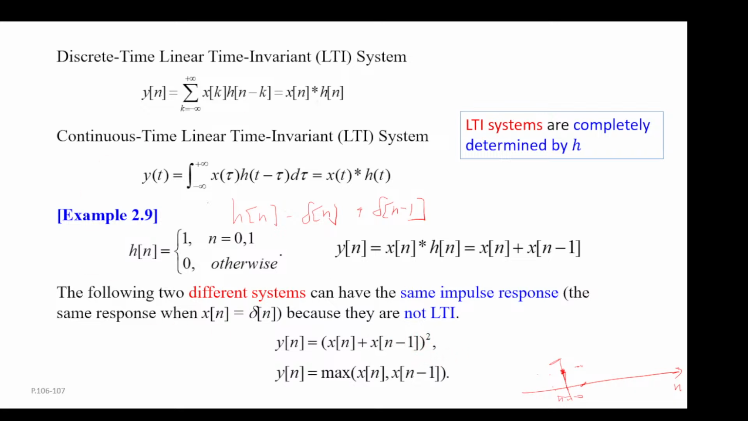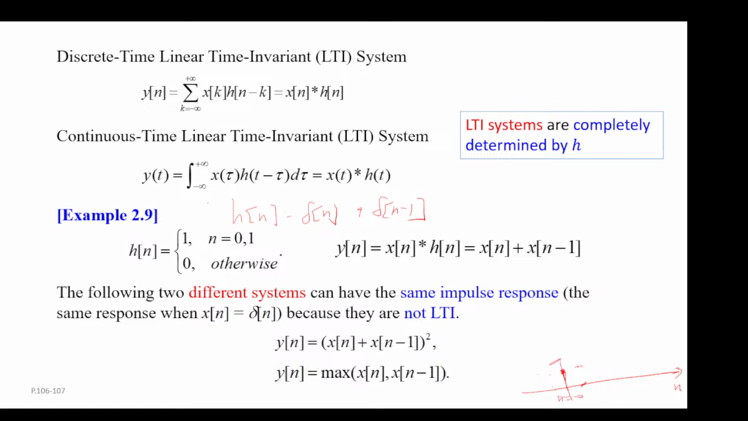The only thing I want to say is we have been describing a system by its impulse response h of t or h of n. If you want to describe a system by its impulse response h, then the system needs to be LTI. Two different systems that are not LTI may have a known h, but you still don't know how they respond to other things. If you want to use h and the convolution to calculate your system response, then you need to make sure your system is LTI.